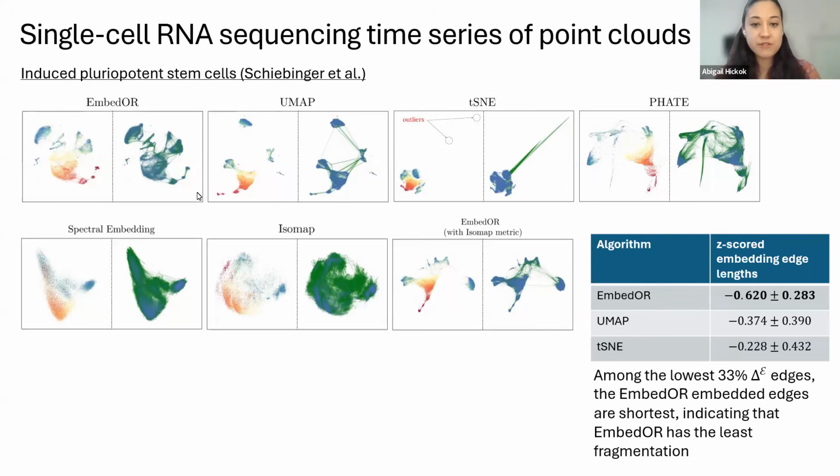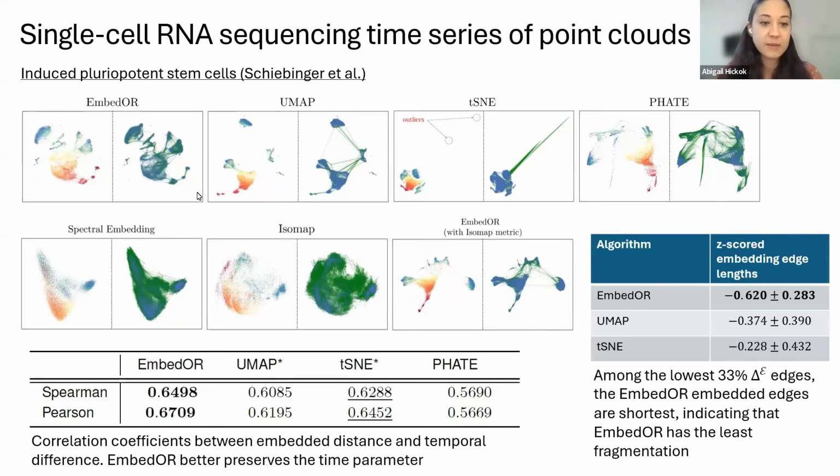And we see this quantitatively as well, that the embedded lengths tend to be shorter compared to the other algorithms. We also see that EmbedOR does a really good job at preserving the time parameter in the embedding. So here, what's being shown in the table are the correlation coefficients between the embedded distance between points and their temporal difference, which is just the difference between the time steps. So generally, EmbedOR is ordering these points better with respect to time.